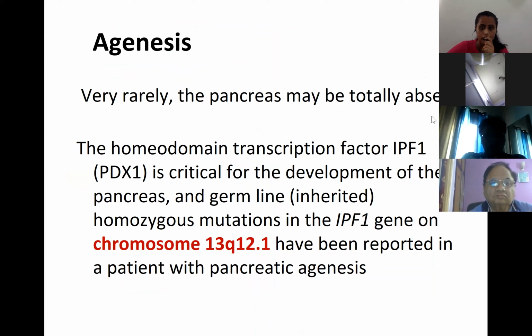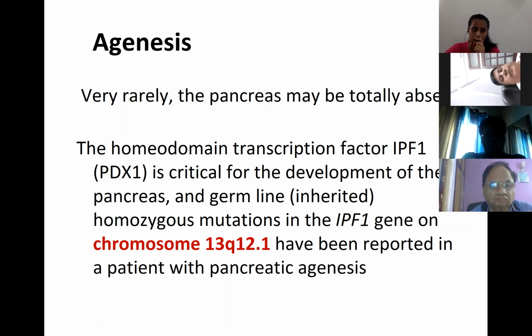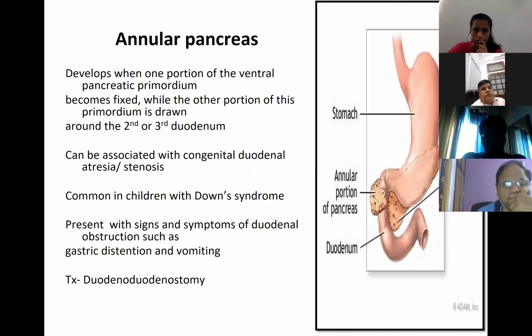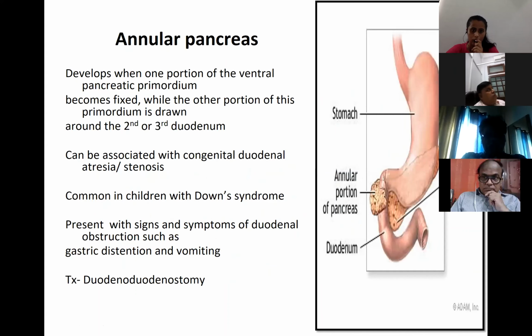Now, after this, I'll just discuss the congenital anomalies. First one is agenesis, where the pancreas is totally absent, and it is the homeodomain transcription factor IPF1, which is critical in the development of the pancreas. A mutation in the IPF1 gene on chromosome 13q12.1 has been reported with this agenesis.